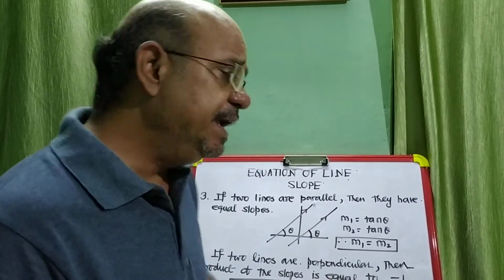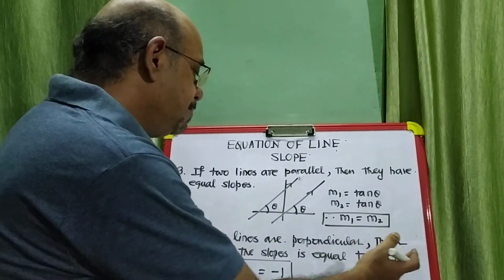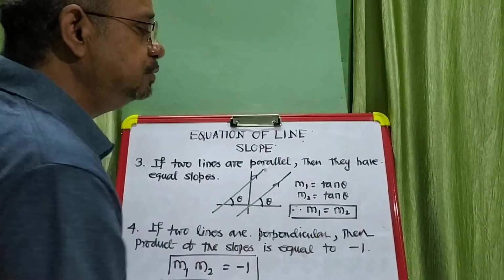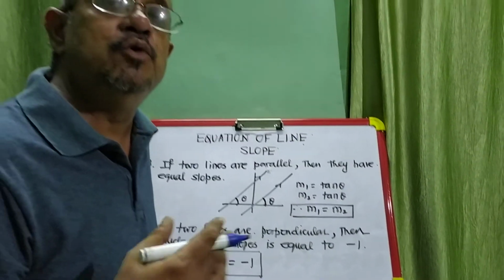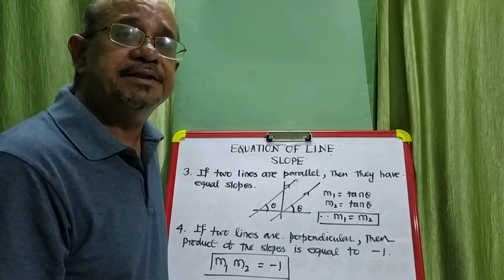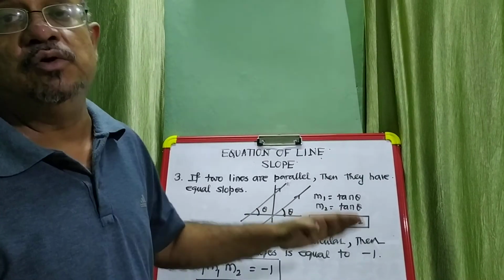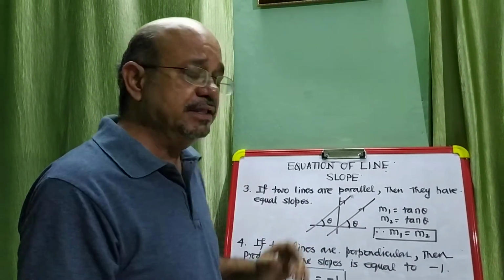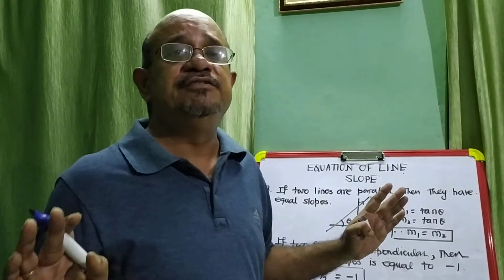Just like that, if you have two lines which are perpendicular to each other, then the product of the slopes is equal to -1. If m1 is the slope of one line and m2 is the slope of the other line, then their product m1 m2 is equal to -1. So if you know the slope of one line, you can find out what is the slope of the other line by substituting in this equation. So these are the different simple methods of slope finding.